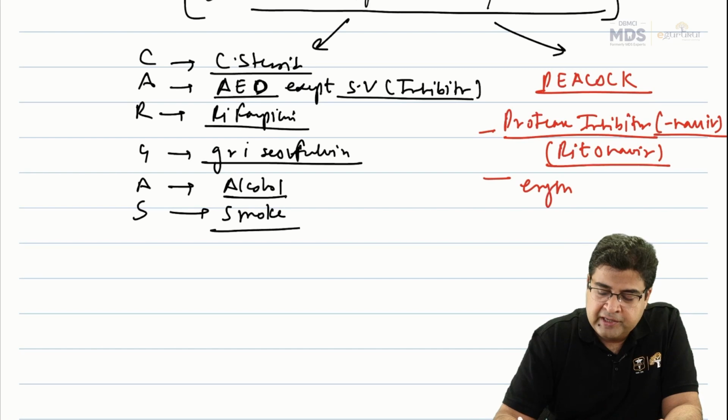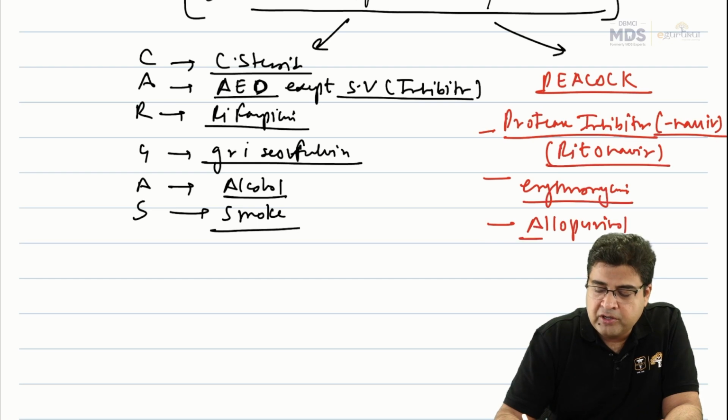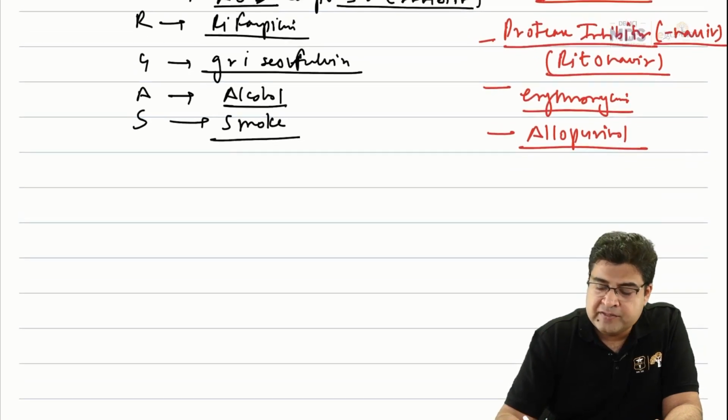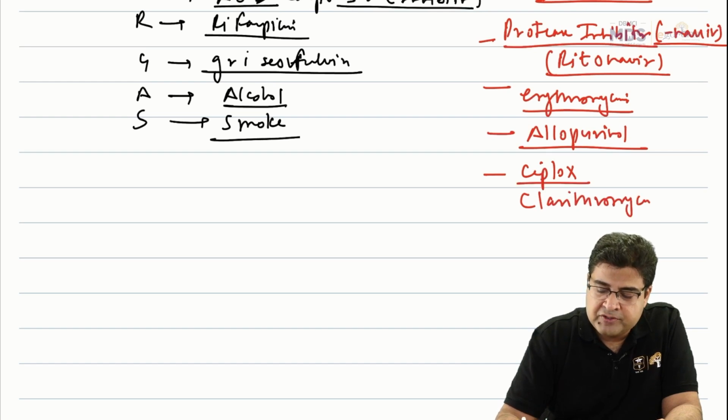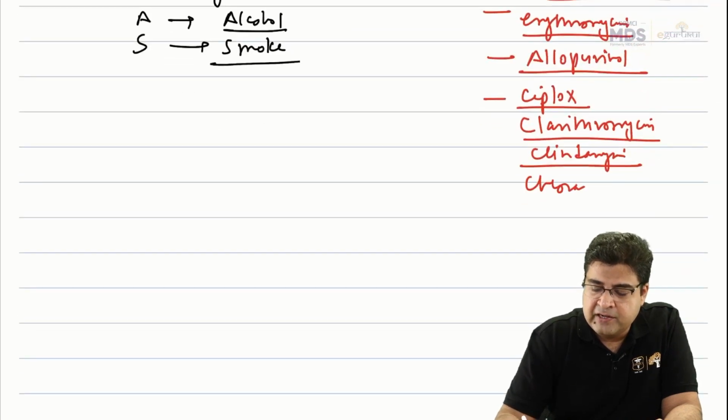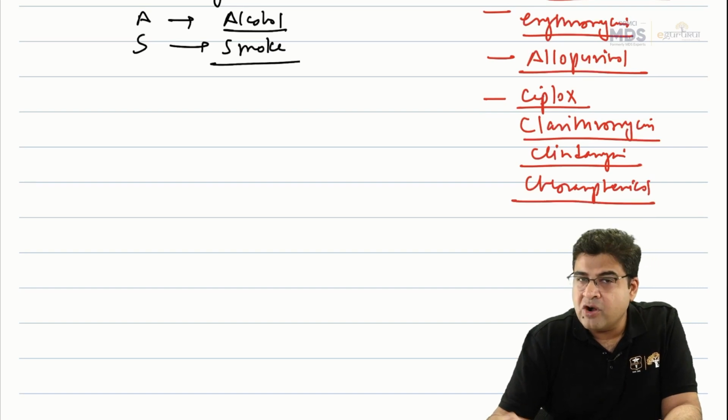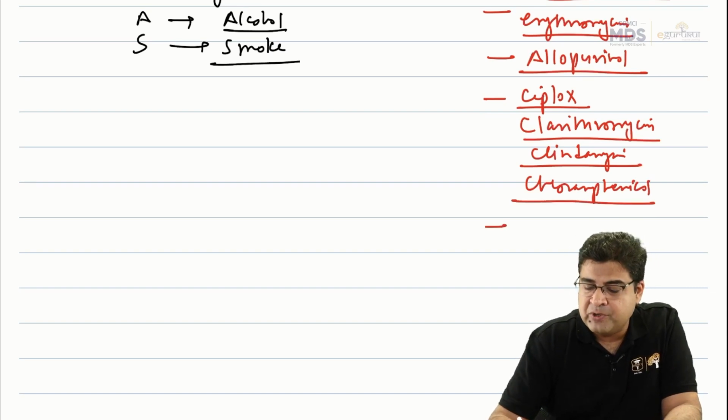Now we have an antibiotic, erythromycin. Erythromycin is also a liver enzyme inhibitor. We have a drug like allopurinol. Allopurinol is also a liver enzyme inhibitor. We have antibiotics like ciprofloxacin, clarithromycin, clindamycin, chloramphenicol. All these medicines are liver enzyme inhibitors. All these antibiotics start with the letter C, but not the cephalosporins. So don't include cephalosporin here.